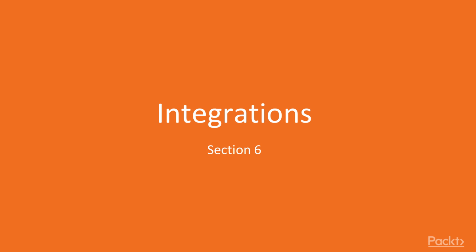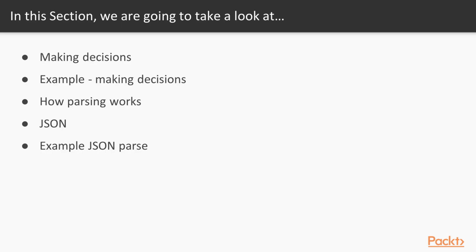In this section, we're going to take a look at integrations. We're going to start by looking at making decisions and then an example of making decisions. Then we're going to discuss how parsing works, and then we're going to look at JSON, and then an example JSON parse. This will probably be one of the most important sections of the video course, as JSON parsing is not only very popular, but it's a good way to integrate data from outside sources into your application.